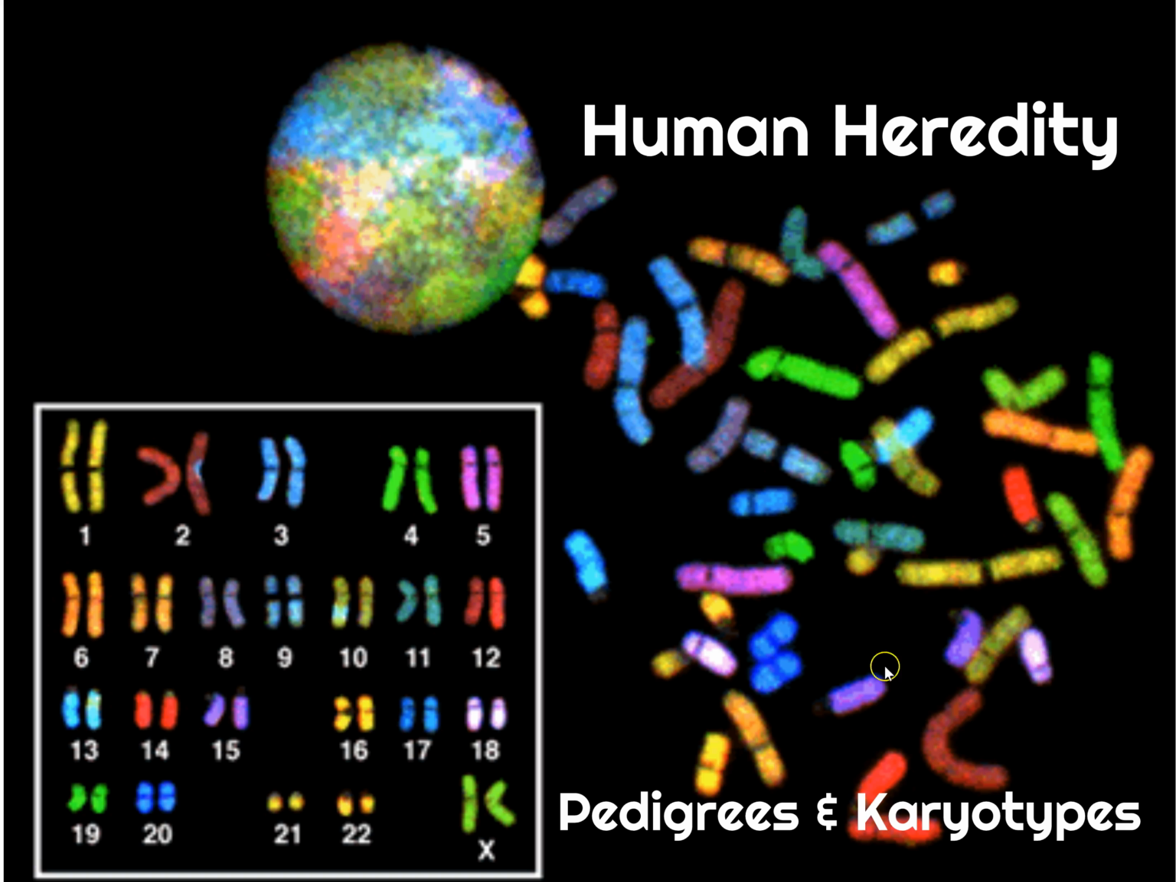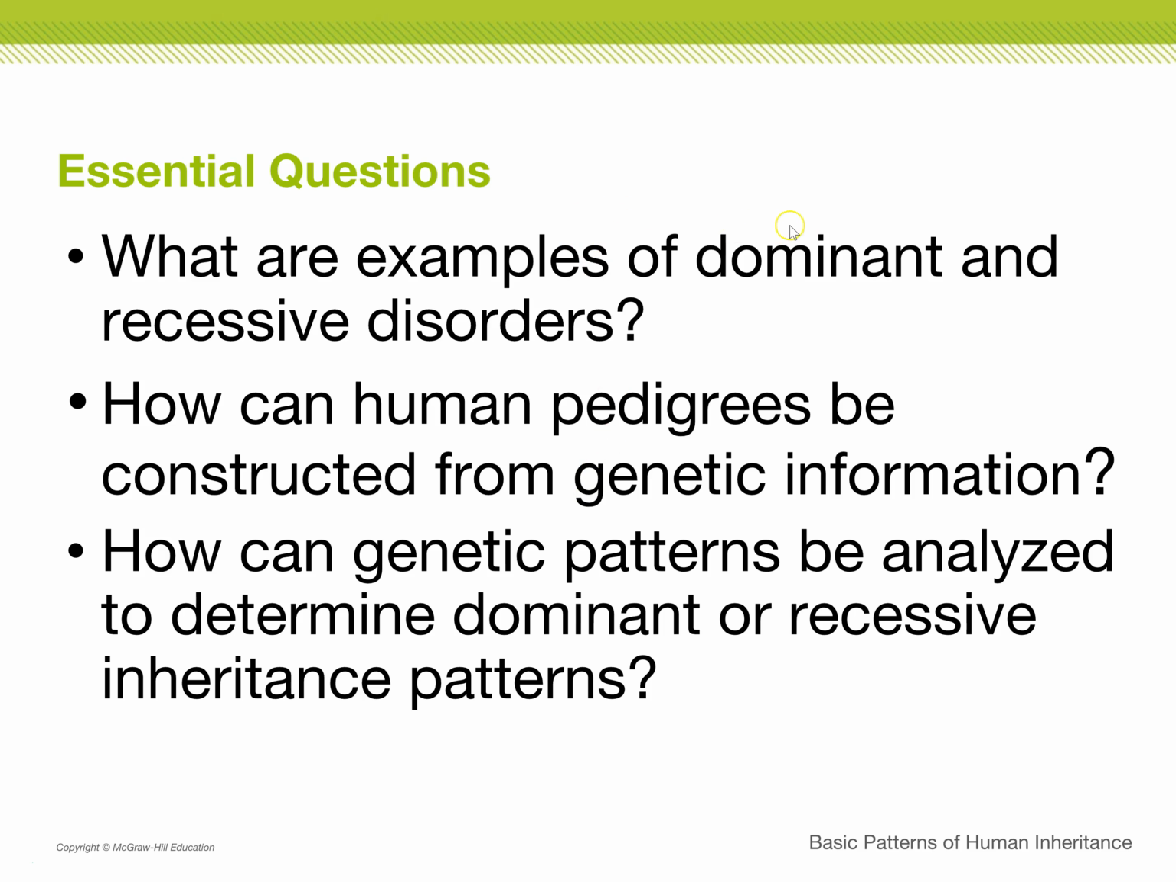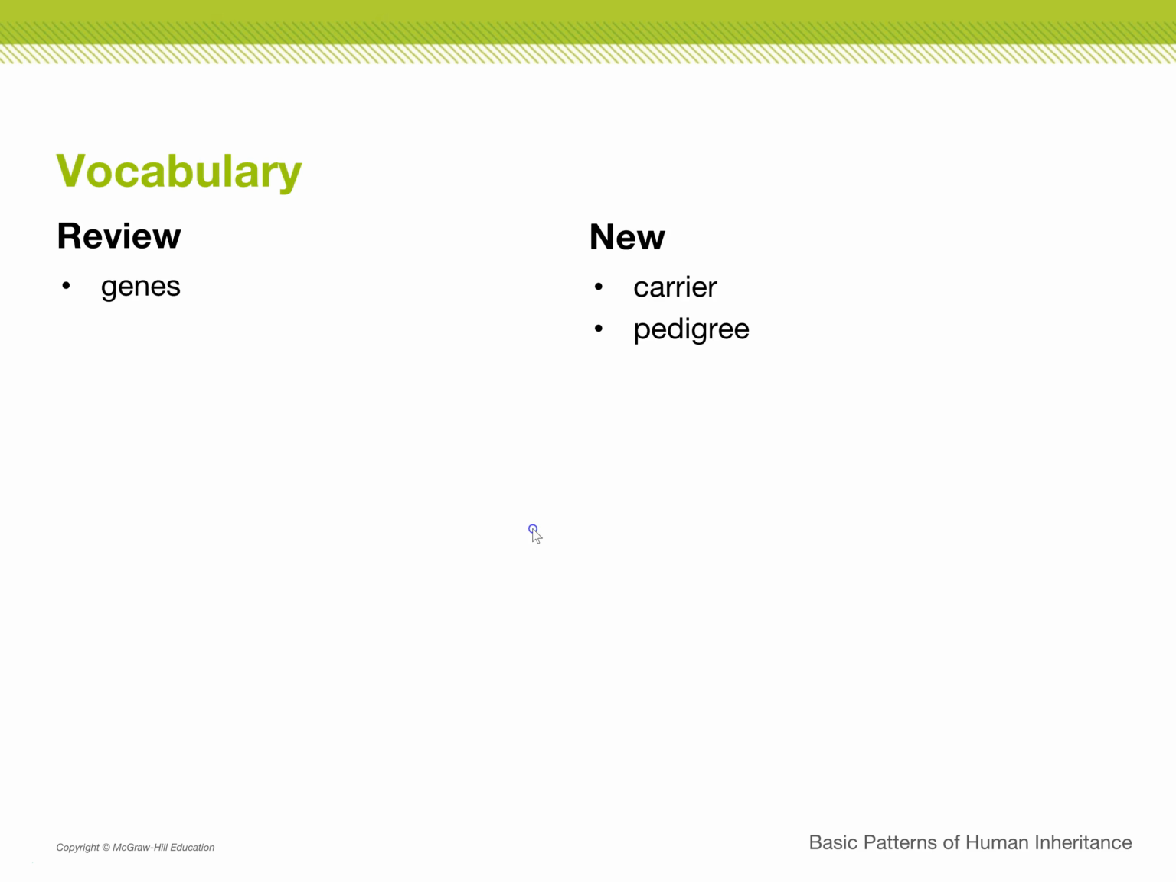We're going to be looking specifically at pedigrees today and then karyotypes tomorrow, and how we're going to track some of the genetic disorders you looked at yesterday using these tools. So we're going to look at examples of dominant and recessive disorders, and then we're going to talk about how human pedigrees can be constructed from the genetic information that we have, and how we can analyze the patterns of either dominant or recessive disorders using pedigrees and karyotypes.